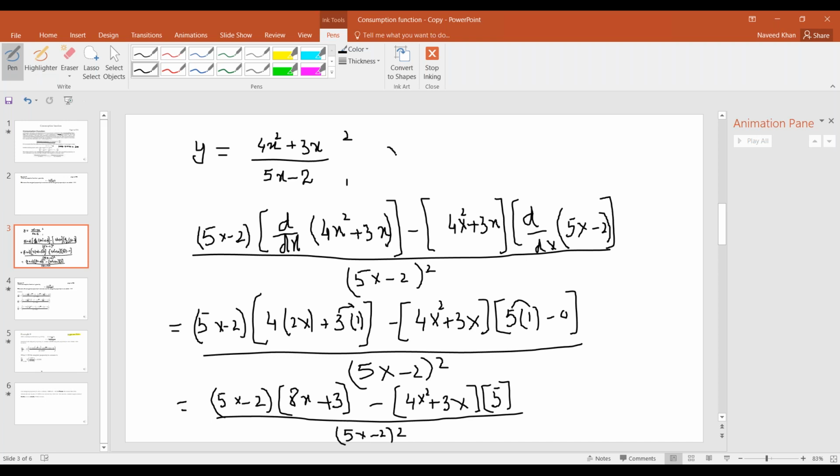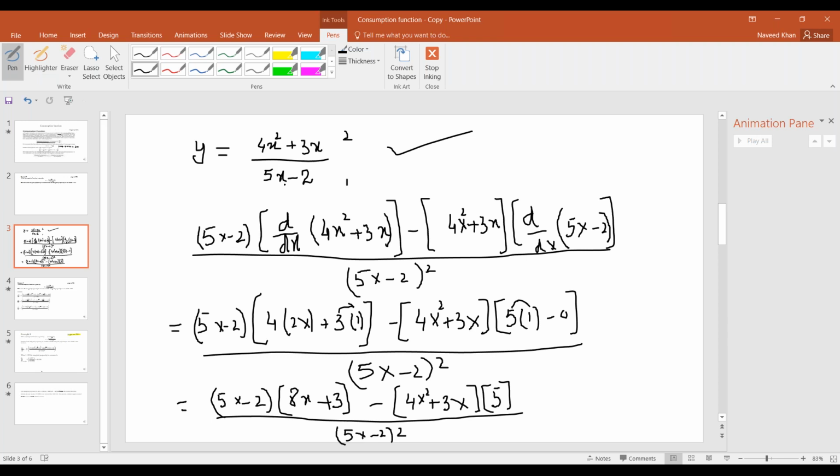Okay, look at the question again. We have this question. Now those who are late, look at the question again. Let's suppose if we have question y is equal to 4x square plus 3x, and then divided by 5x minus 2. We have this question, which is in the form of a fraction. How can we take its derivative?